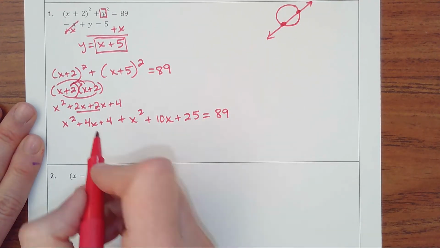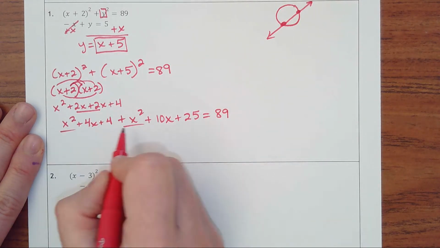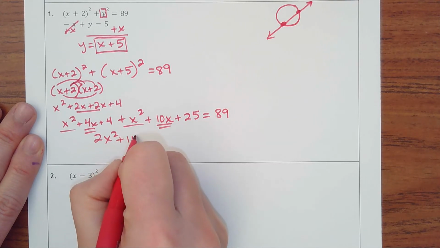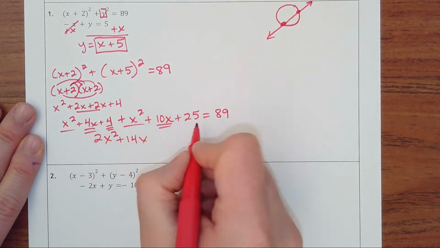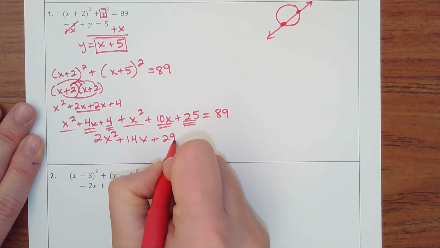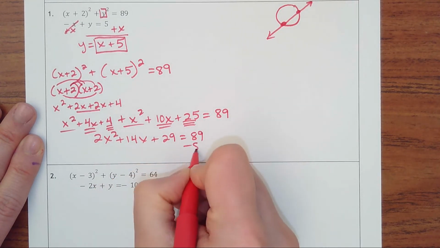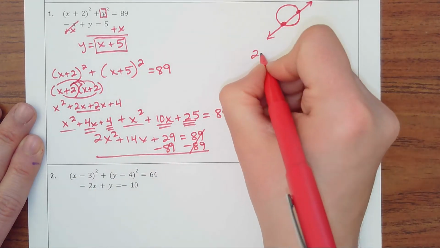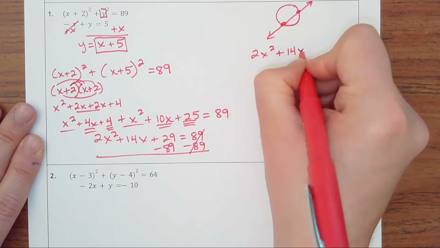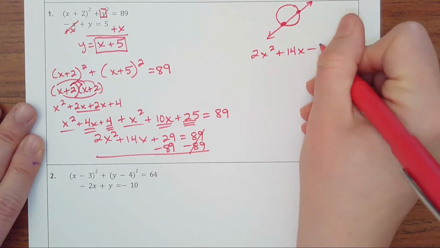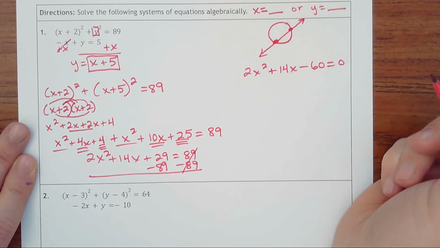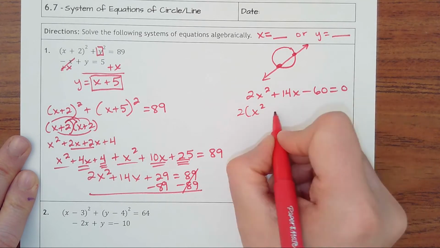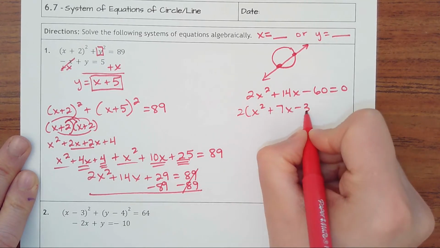All right, so now I'm trying to get this together in standard form. 1x squared plus 1x squared is 2x squared. 4x plus 10x is 14x. 4 plus 25 is 29 equals 89. Subtract that 89 over. And so I got 2x squared plus 14x minus 60. Okay, I see a GCF, so hopefully this will not be slide and divide, right? I'm going to take out a 2. So that leaves me with x squared plus 7x minus 30.